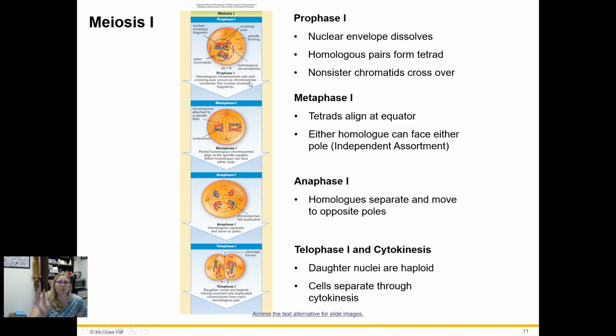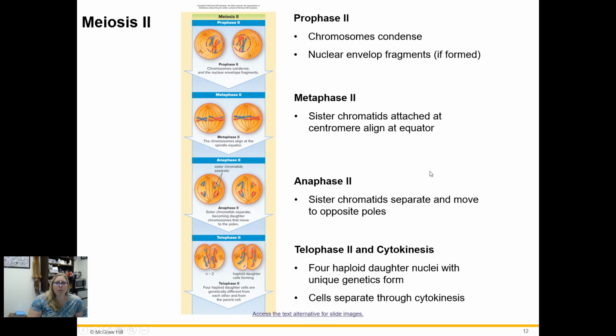Everything that's unique about meiosis has happened in meiosis 1. At this point, prophase 2 is going to break down the nuclear envelope if it formed. In metaphase 2, we're going to see the sister chromatids attached to the centromere, aligning in the center. In anaphase 2, the sister chromatids will separate and move to opposite poles. And then in telophase 2, we have 4 nuclei form around haploid cells with haploid genetics that are unique. And our cells will separate through cytokinesis, resulting in 4 unique haploid daughter cells called gametes.